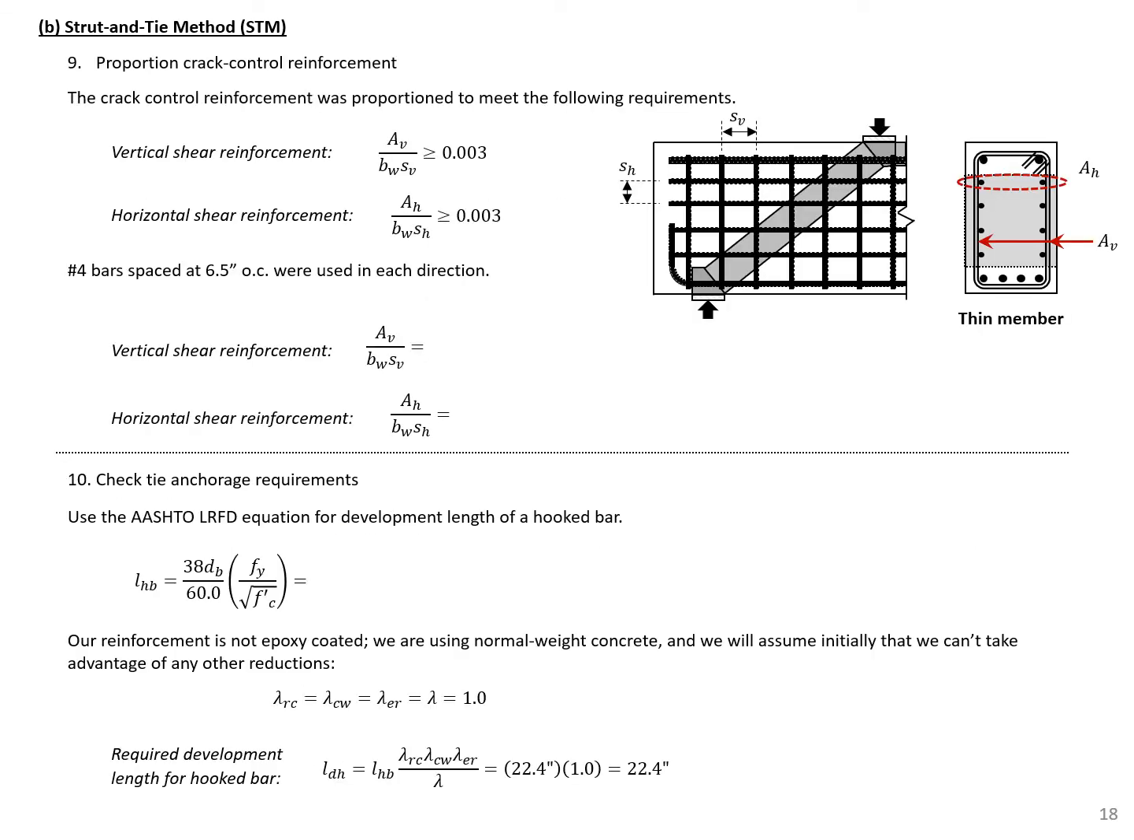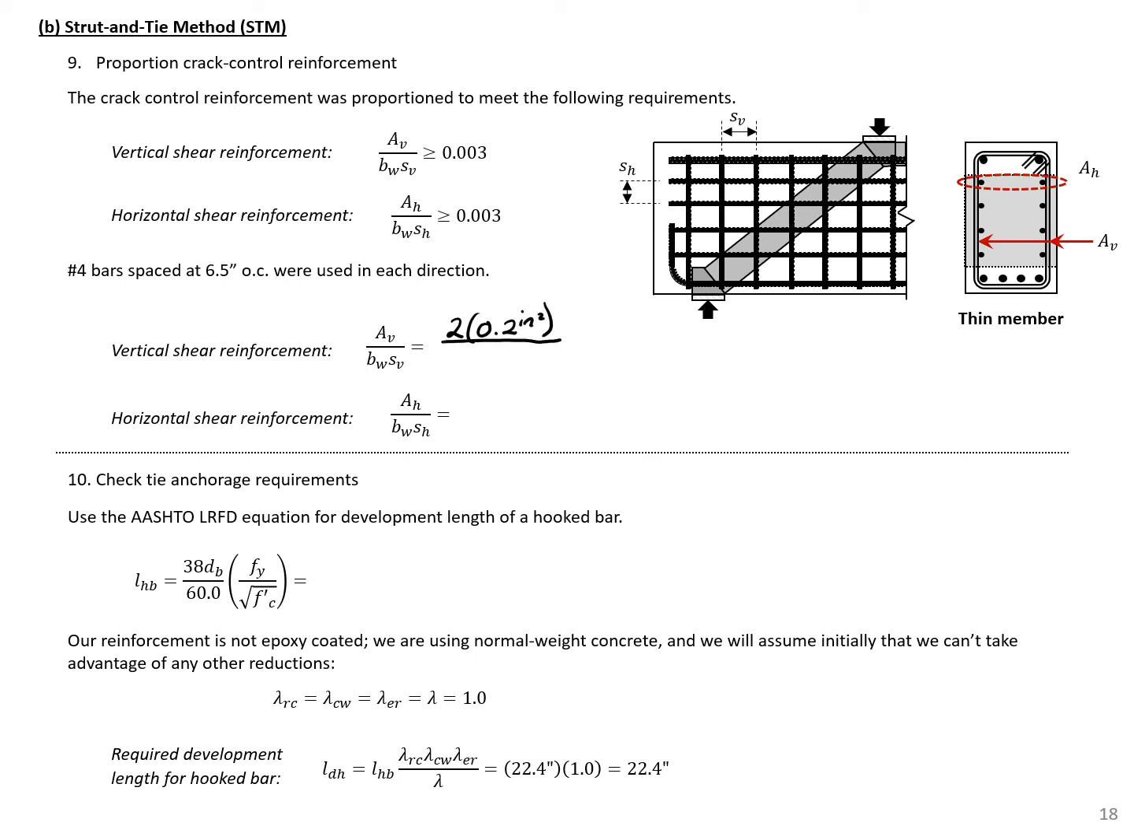Our next step in the design procedure would be to proportion the crack control reinforcement and then also check the tie anchorage requirements. So in this, we're analyzing the section, so we were already given what reinforcement was in it. We did design these beams to have minimum crack control reinforcement. So we had 2 number 4 bars.